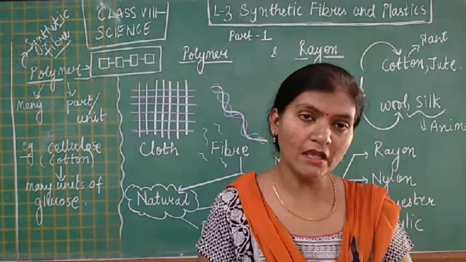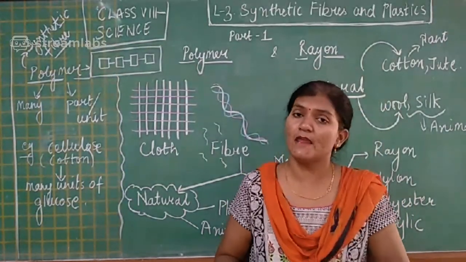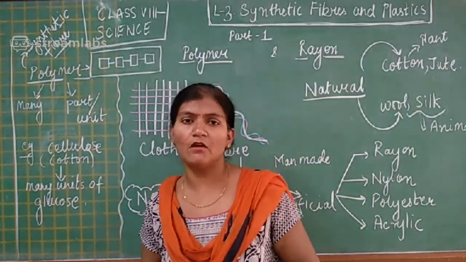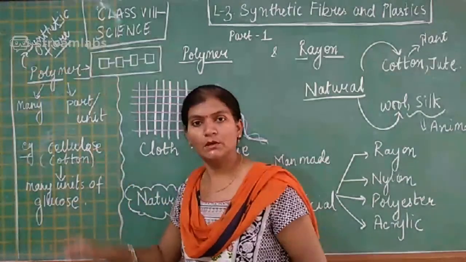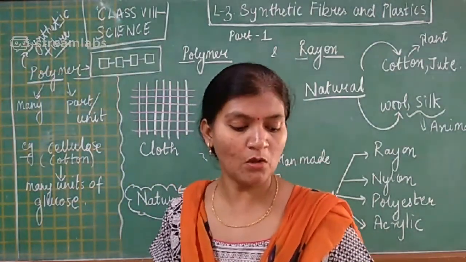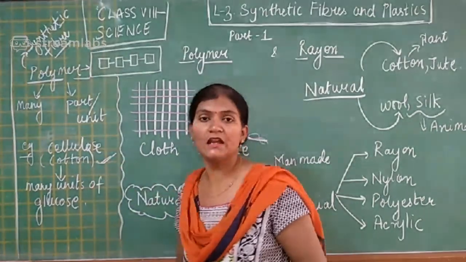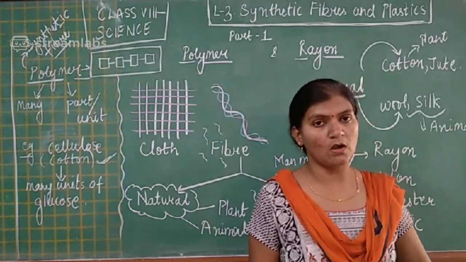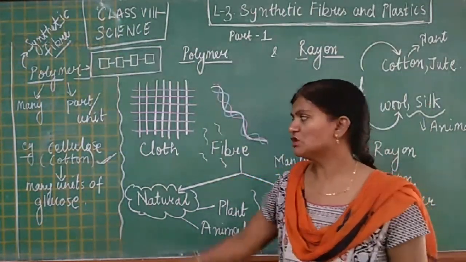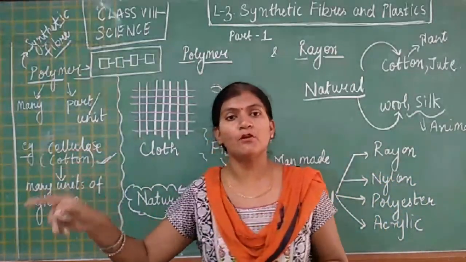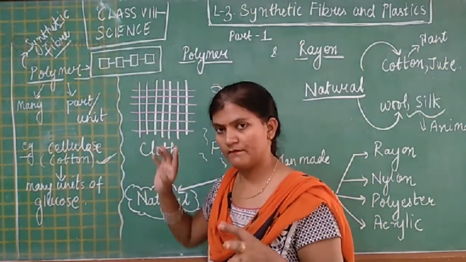Okay students, in the environment also we have a common polymer existing. A natural polymer also exists in the environment, and the example is cellulose. Okay students, so cellulose is a common polymer and it is found in a natural fiber, which is cotton, right? So cotton is made up of a polymer and the name of the polymer is cellulose, right?